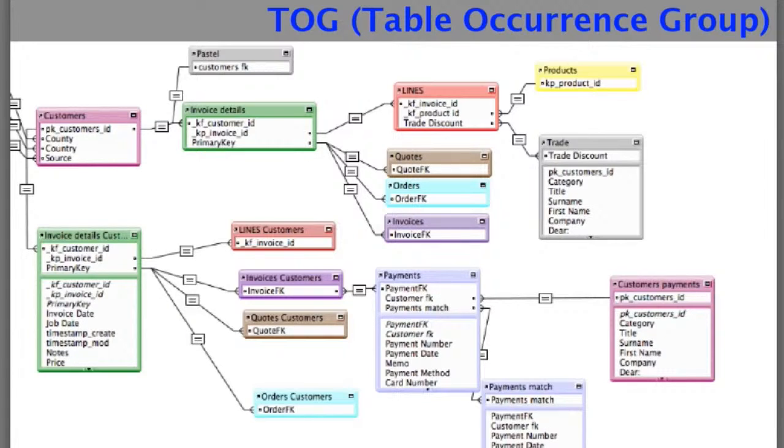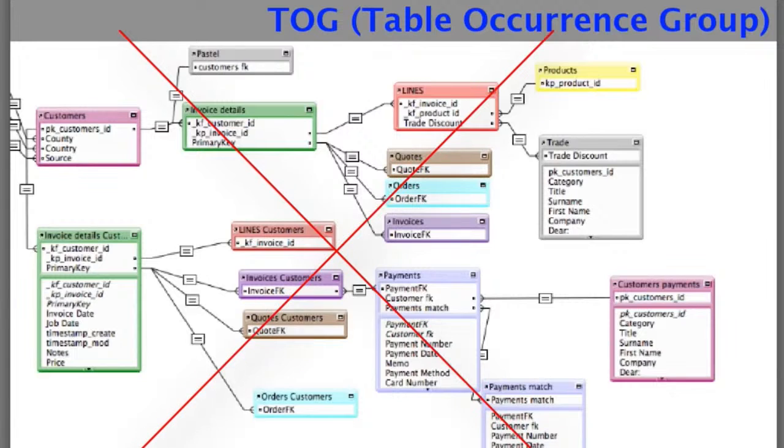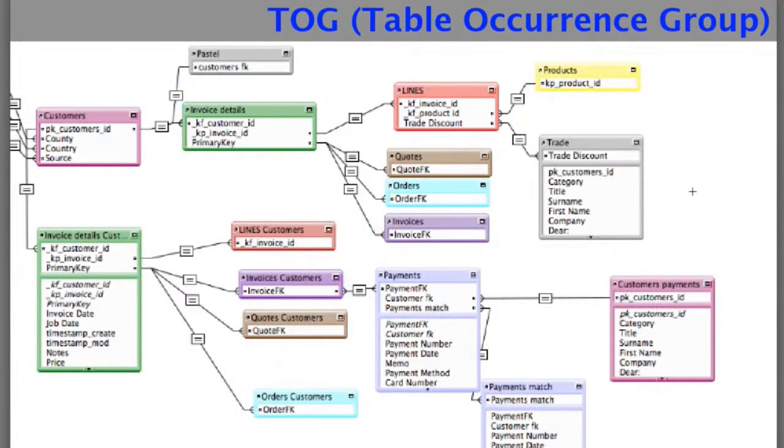It'll make your life a whole lot easier. But just suffice it to say that a giant spider web of table occurrences is not in your best interest. And what do I mean by everything being connected? Well, imagine that we drop ourselves on this table occurrence right here.